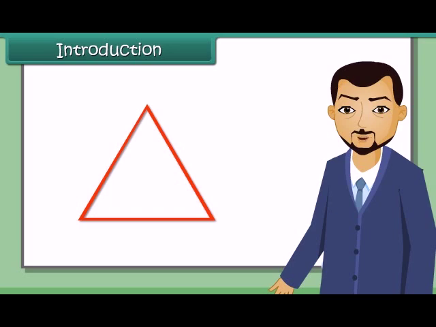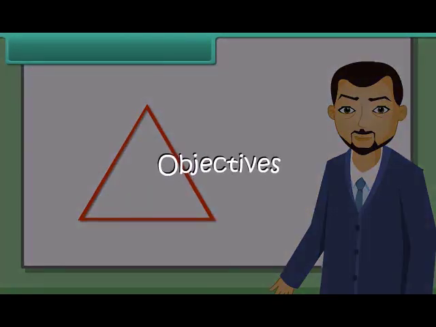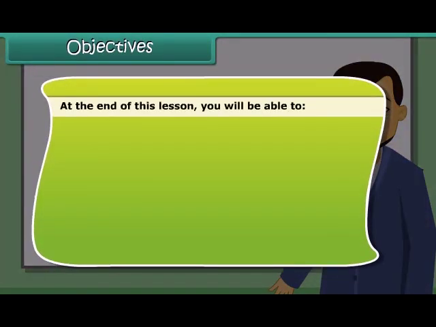Now a question arises whether 4 measurements would be sufficient to draw a unique 4-sided closed figure, namely a quadrilateral. As a quadrilateral has 8 parts, we need to know at least 5 parts to draw a quadrilateral. Objectives. At the end of this lesson, you'll be able to construct a quadrilateral and construct a square.